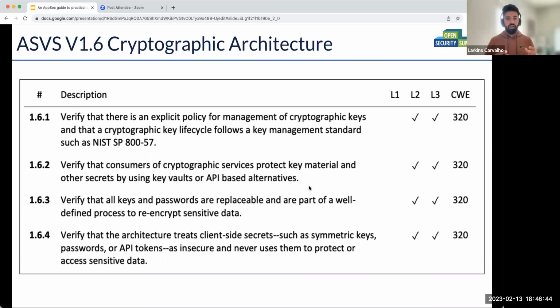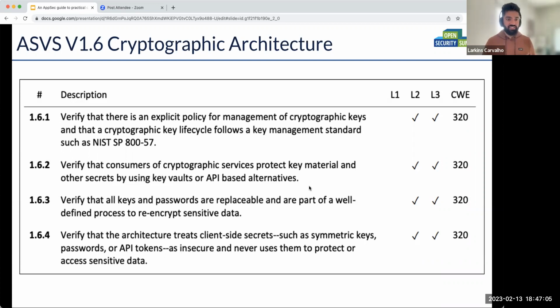It talks about different cryptography architecture checklists, as well as stored cryptography and what the checklists associated with it are. So now let's take a look at some of the checklist items related to cryptography architecture. I will go over a few.